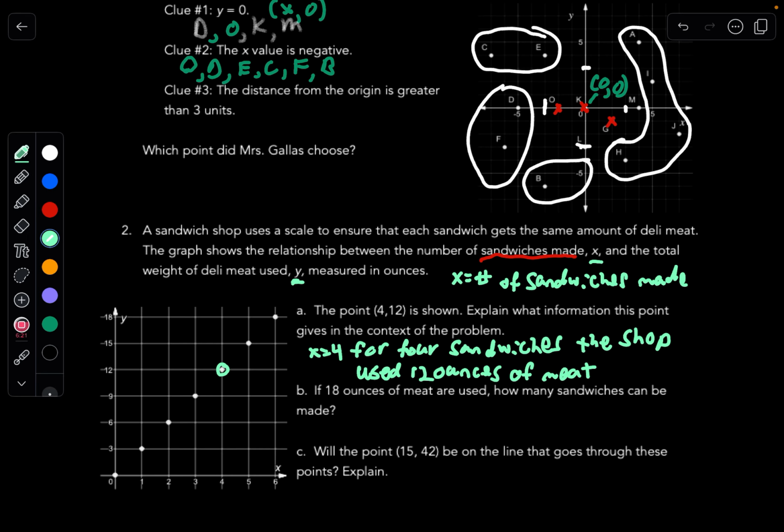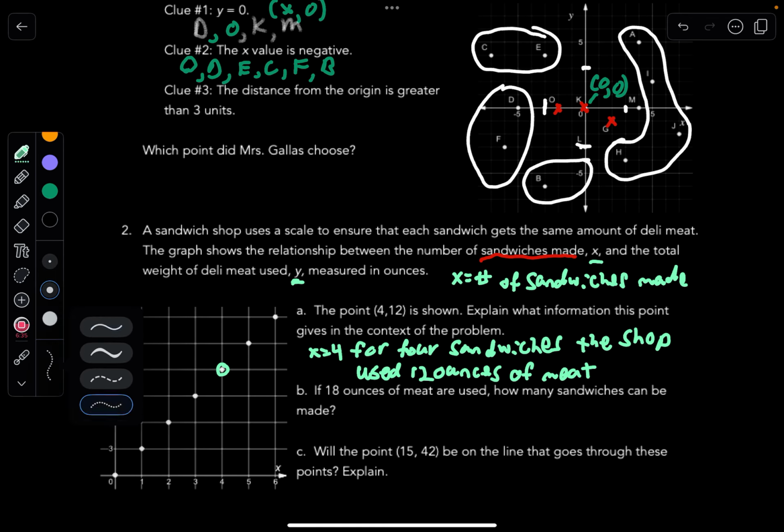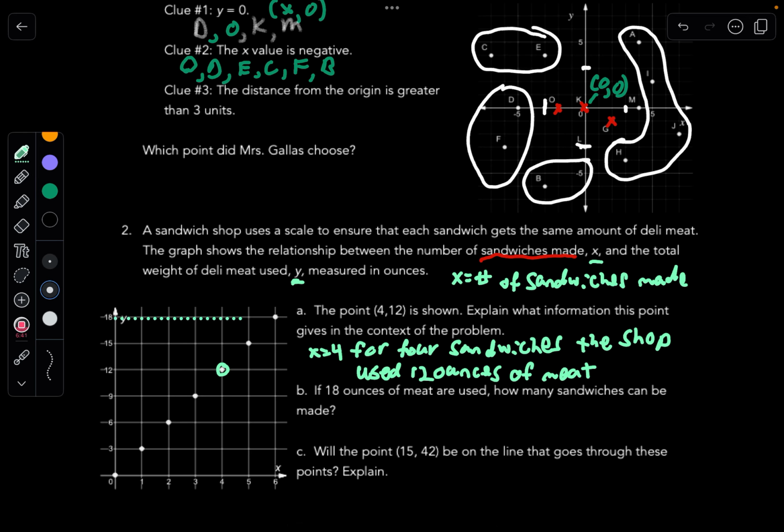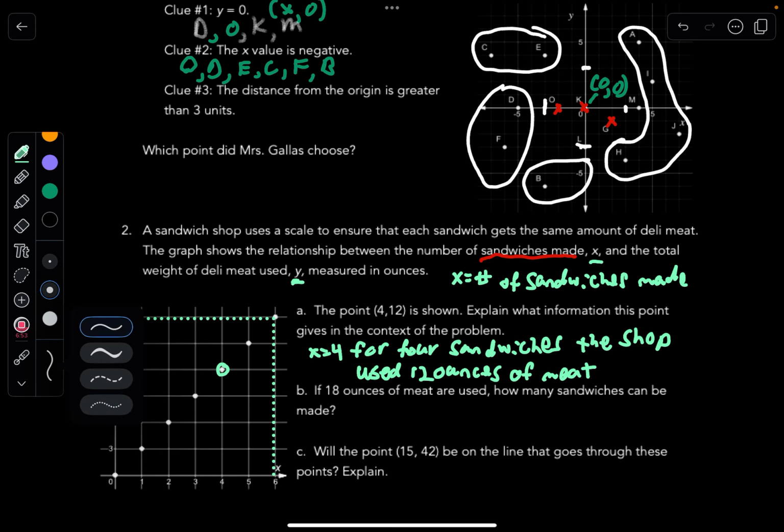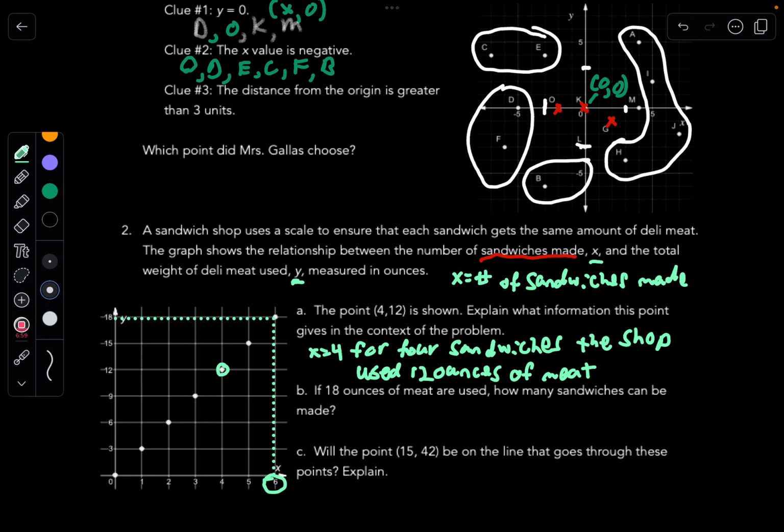All right, if 18 ounces of meat are used, how many sandwiches can be made? So we look at our graph, and the Y value that has 18 on it is, I want that one, okay. 18 is right here. And it looks like 6 sandwiches, because that's the number of sandwiches. 6 sandwiches. This is all coming from the graph.